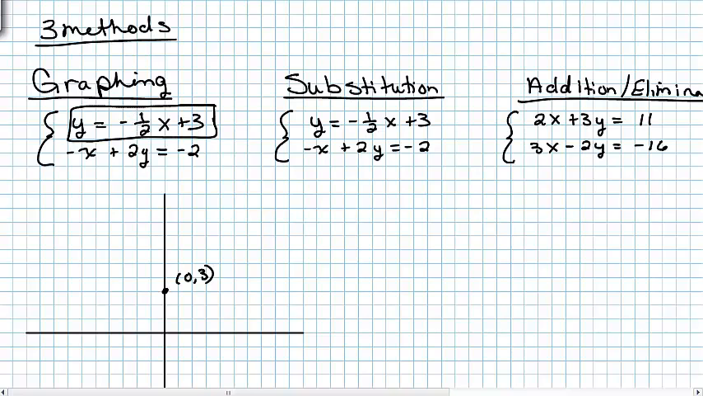All right, so I'm going to go up 1, left 2. That would bring me to the point -2, 4. And then I'm also going to go down 1, right 2. And so that brings me to the point 2, 2. And then I can draw my line in.